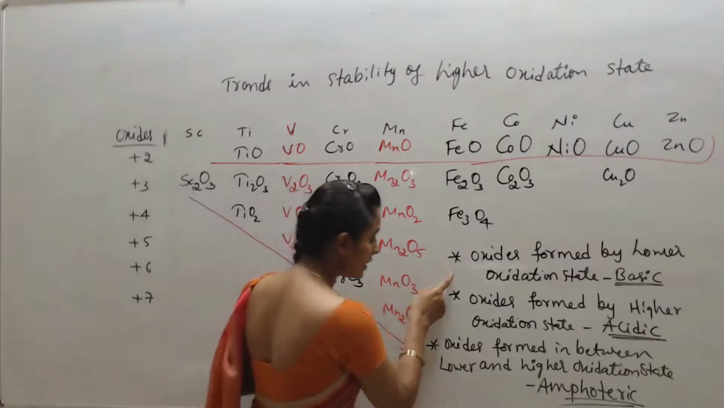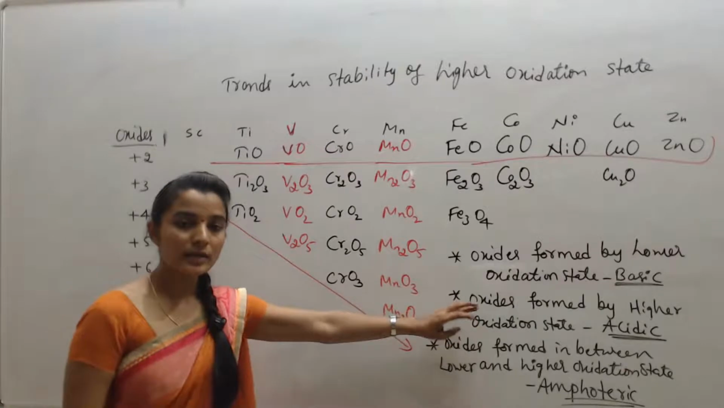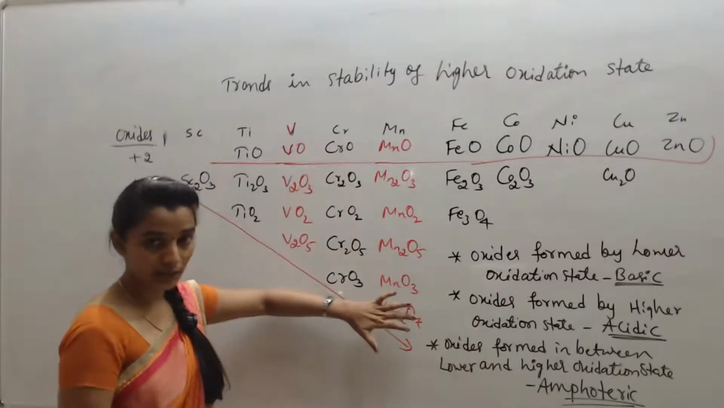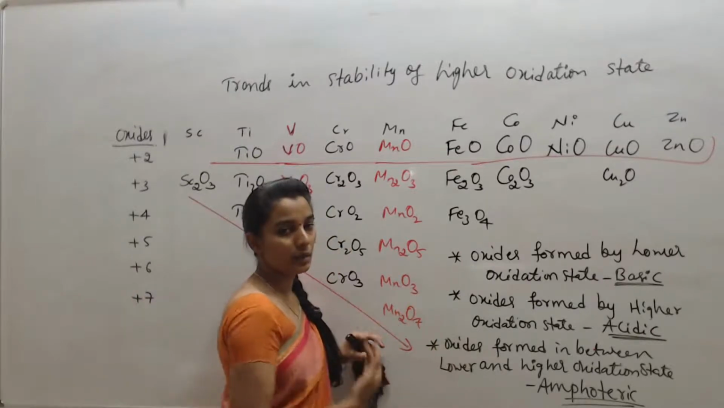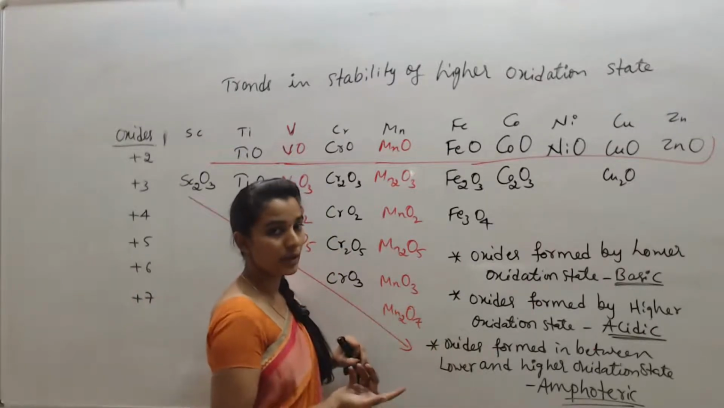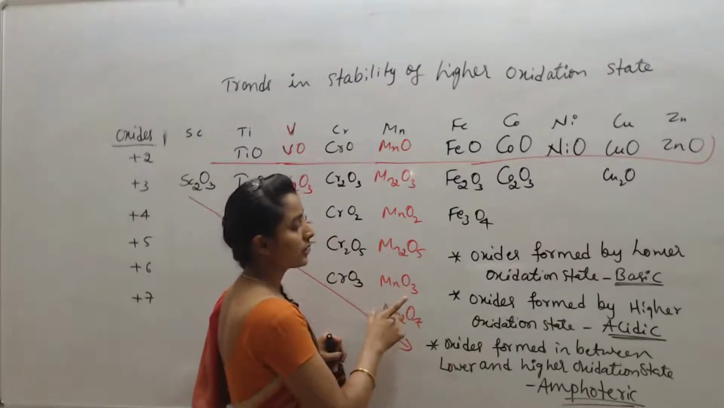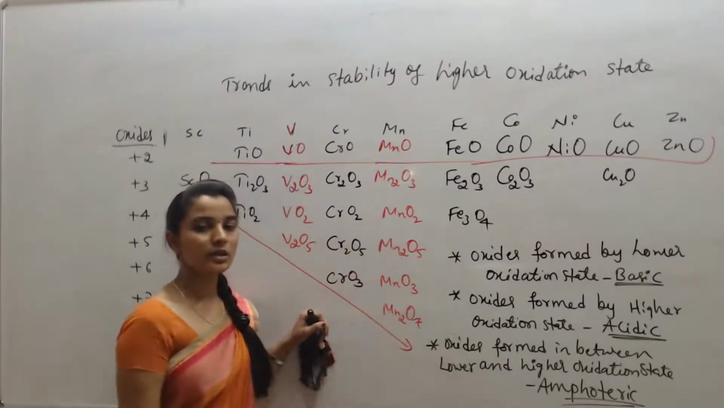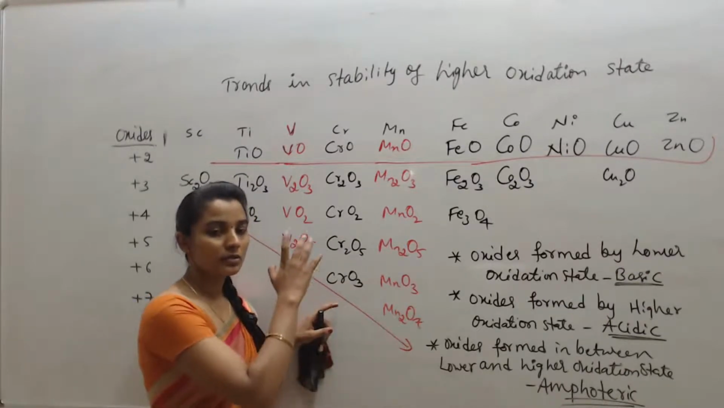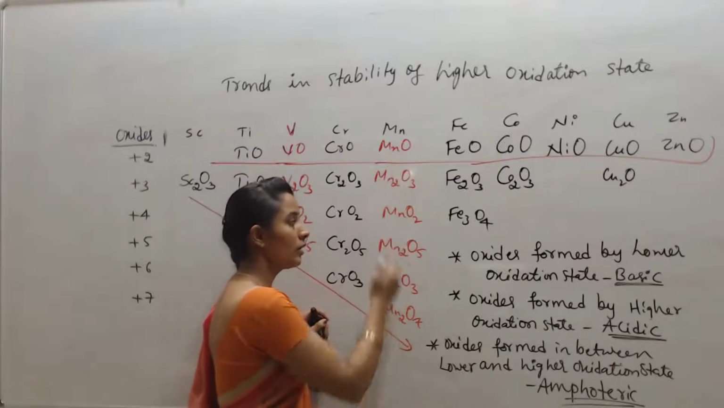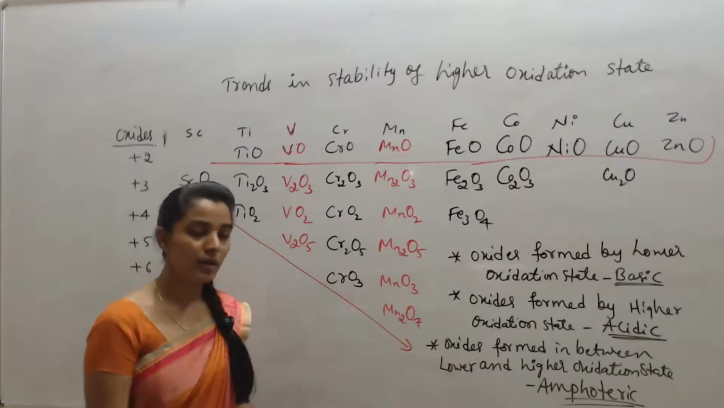So students, these 3 points are very important for NEET oriented class. Why? Because they will ask different oxides of the D block elements. In that they will give these sentences, whether they are basic, acidic or amphoteric in nature. So you have to answer. You have to check the oxidation state of the respective metal, whether it is lower or higher, or in between lower and higher, then you come to know whether it is basic, acidic or amphoteric.